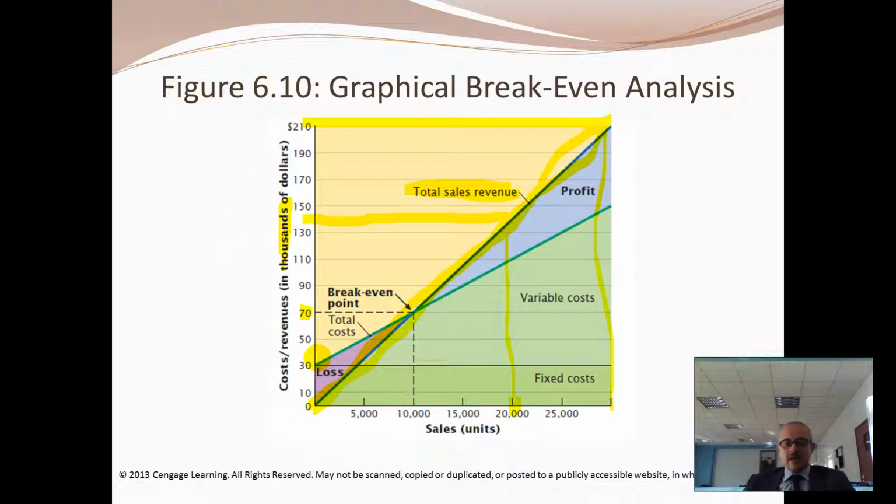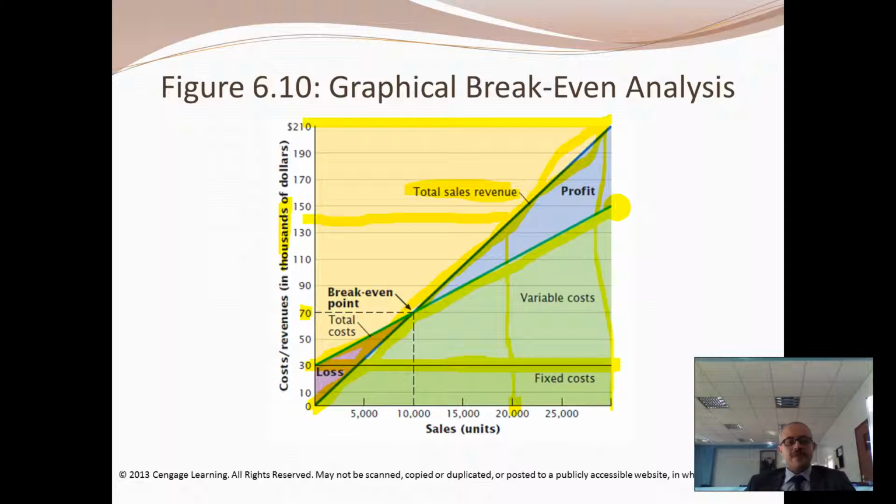Now, if I produce 0, 10,000, 20,000, or 30,000, my fixed cost is fixed. So this line is my fixed cost. This line represents the 30,000, which is fixed cost. Now, what happens if I sell only 1 unit? If I sell 1 unit, it will cost me 30,000 plus 7. So this line here represents the total cost.